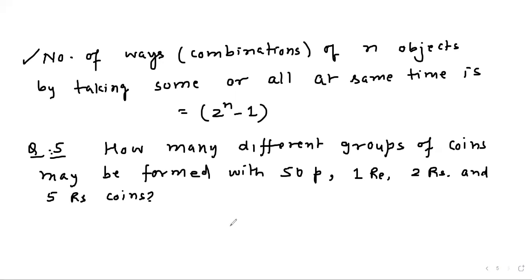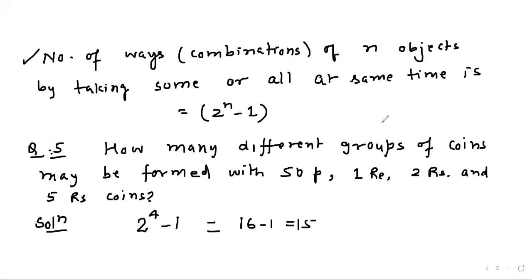So let's see the solution. Here there are 4 types of coins. So number of groups will be equal to 2 power 4 minus 1. That will be 16 minus 1, which is 15.